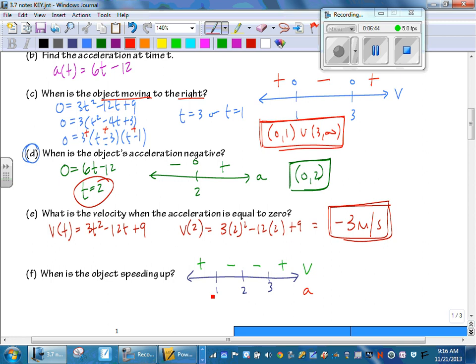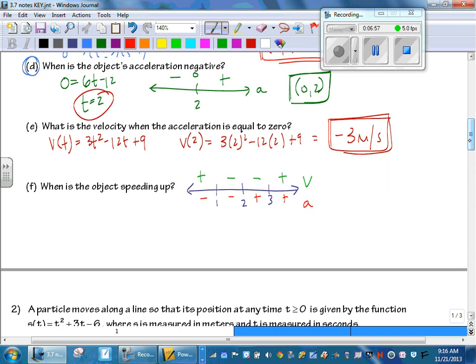And then on the bottom, we're doing acceleration. Acceleration was negative when t was less than 2, negative there and there, and positive when t was larger than 2. So we're looking for those spots where velocity and acceleration have the same sign. That would be this interval and this interval. So it's speeding up from 1 to 2 and from 3 to infinity.